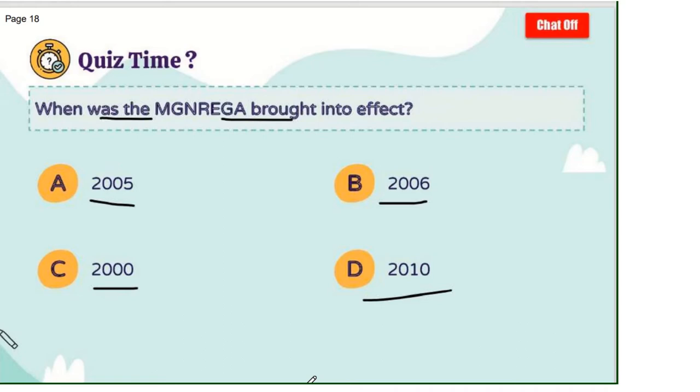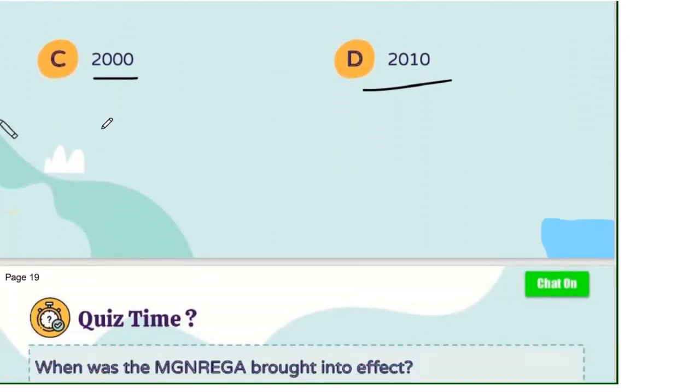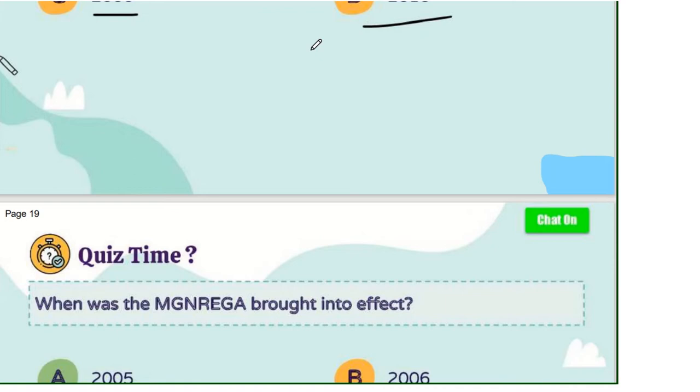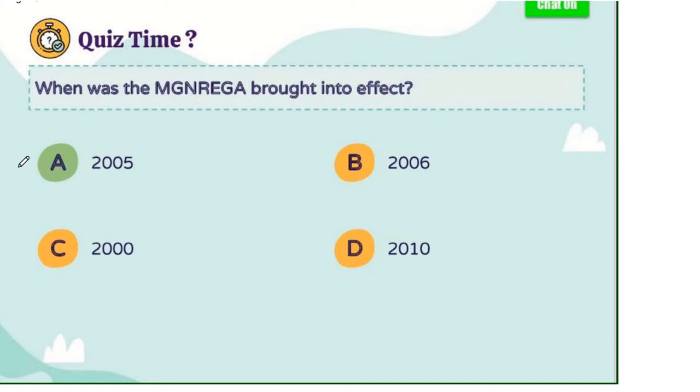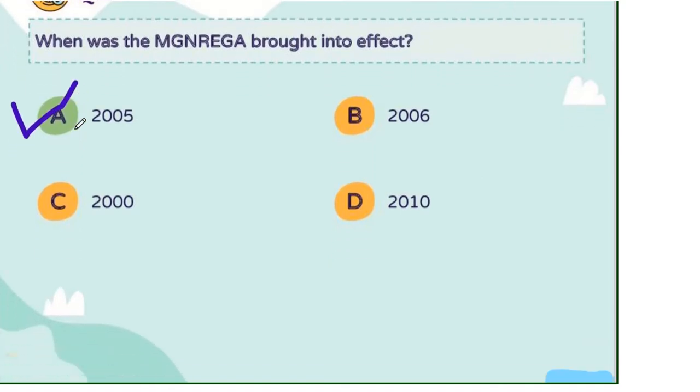Countdown begins. 10, 9, 8, 7. When was the MGNREGA brought into effect? Answer quickly. 6, 5, 4, 3, 2 and 1. Ending the poll, check the results. So the answer is 2005. MGNREGA was brought into effect in the year 2005, right?